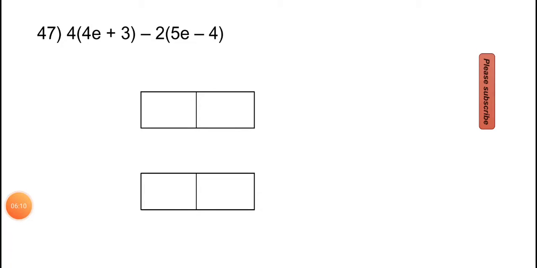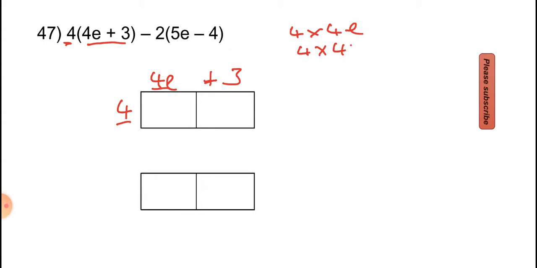Number 47. Because I can see the 4 outside the bracket, I write the 4 here on the left, and 4e plus 3 inside the bracket will come on the top. 4e plus 3. So 4 times 4e is the same as saying 4 times 4 times e, which is just 16e.